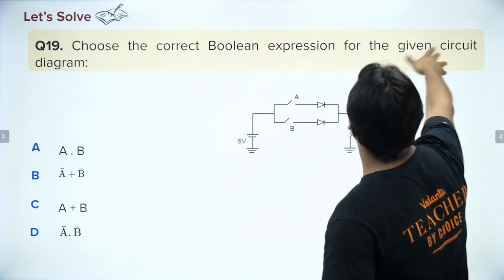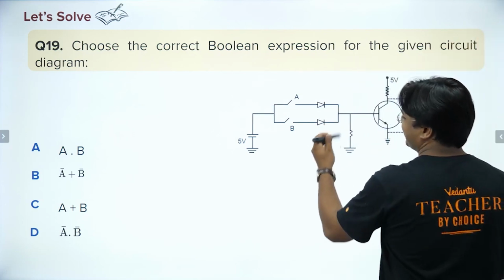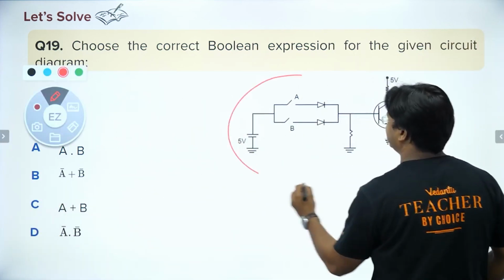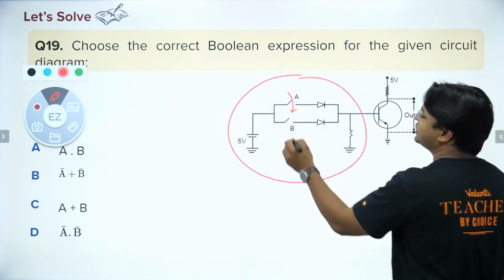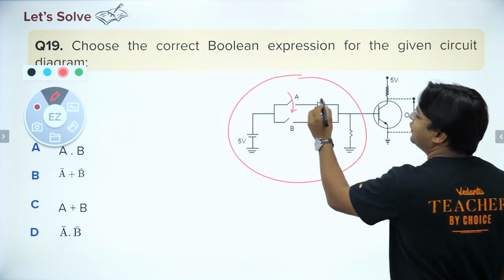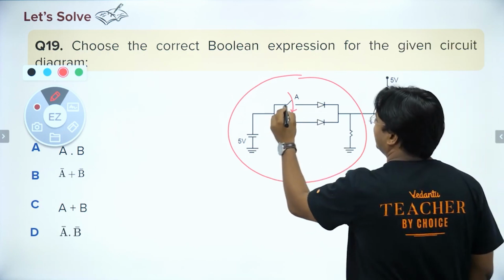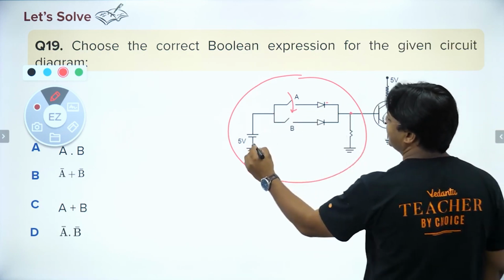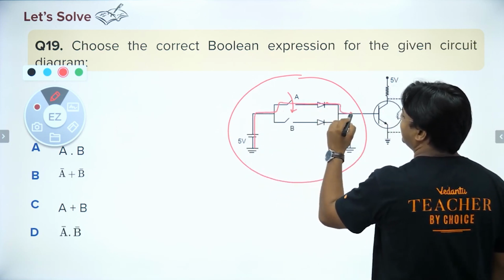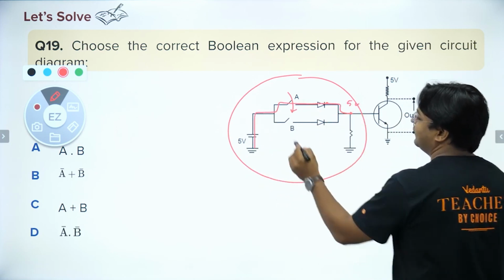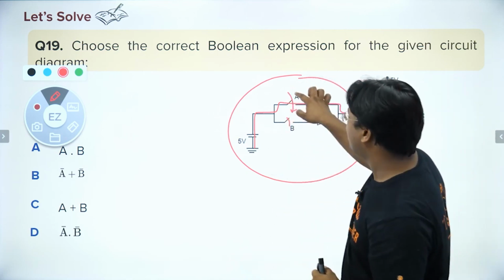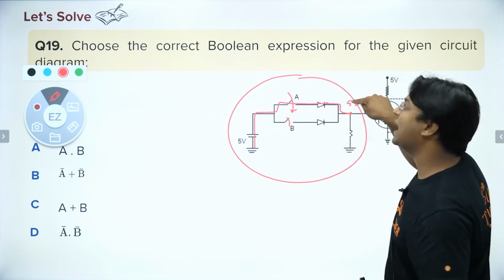So choose the correct Boolean expression. Guys, this part is actually an OR gate, right? Because if you close this one, then this diode becomes forward biased and current flows. If current flows here, this entire thing becomes a connecting wire, so 5 volt reaches here. If this is closed, the same thing happens. If both are closed, the same thing happens. So if any one or both are closed, we get a high value here.